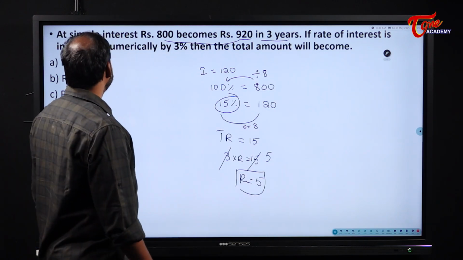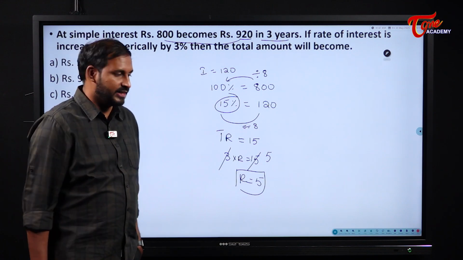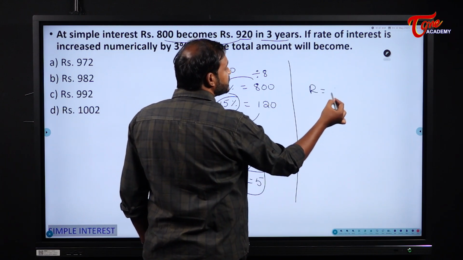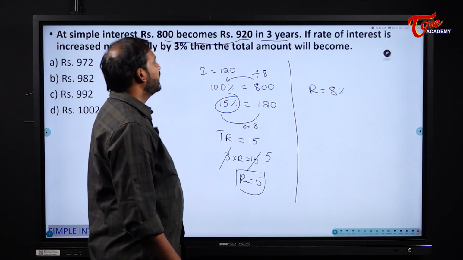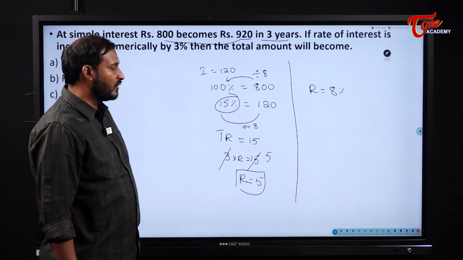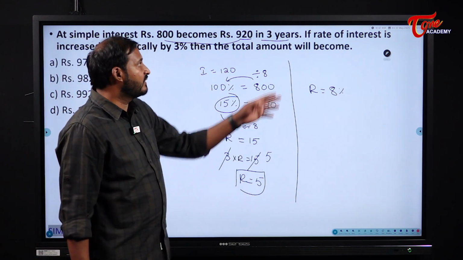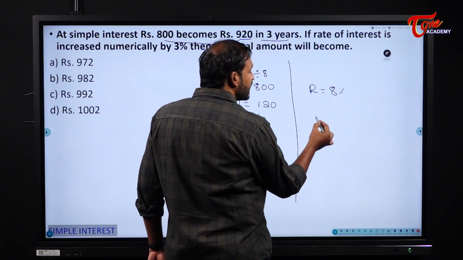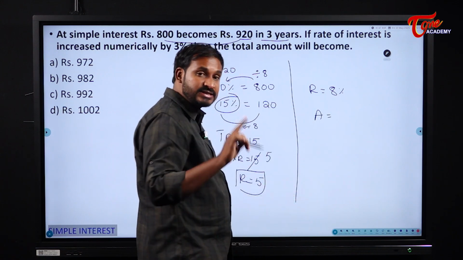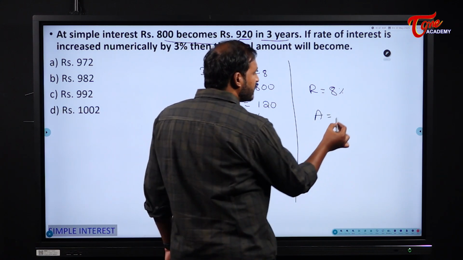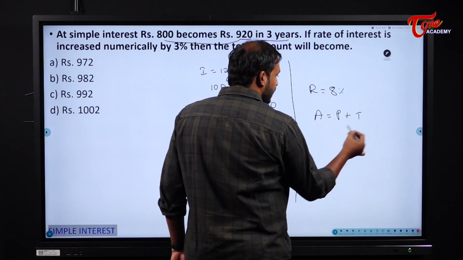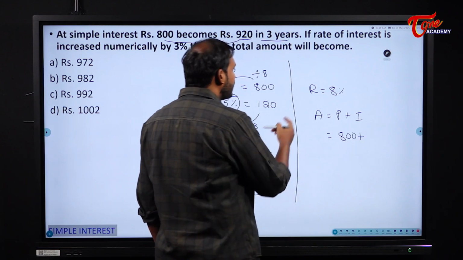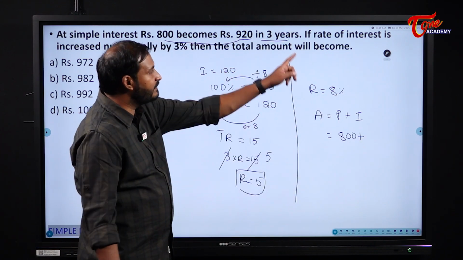If rate of interest is increased numerically by 3%, what is my new rate of interest? 8%. Then the total amount will become, what is the time period, students? 3 years. So they are asking us the amount, not the principal. Please be careful. Amount becomes principal plus interest. Principal is anyway 800, and interest will become what? Rate of interest is 8 and time period is 3.